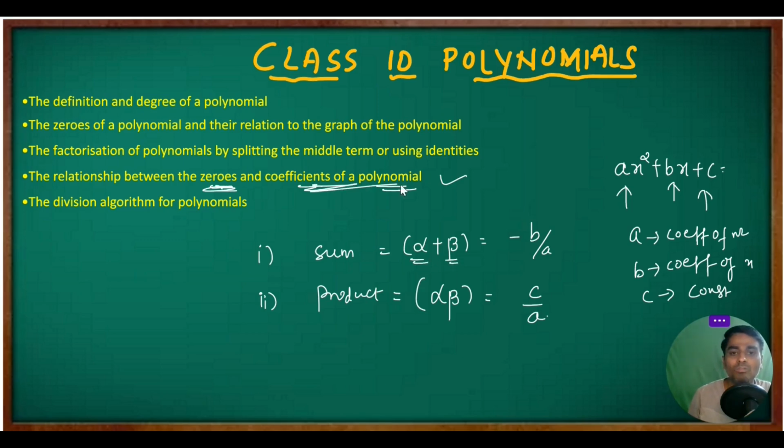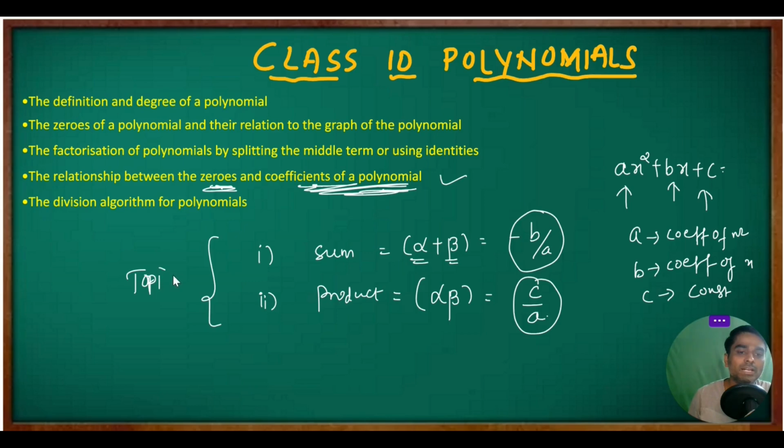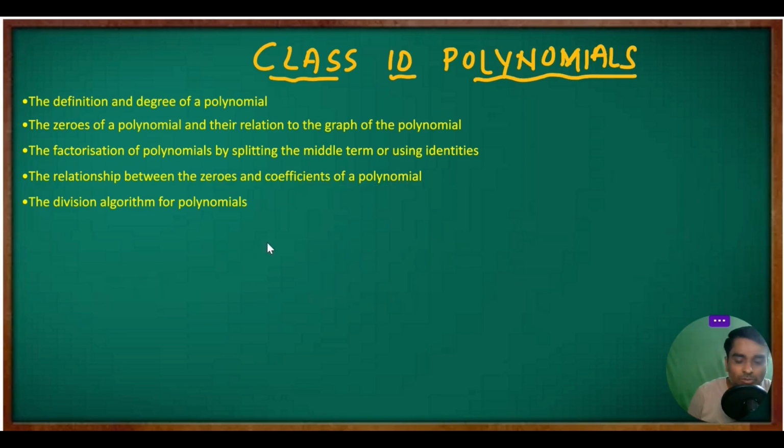So this is the relation between the zeros and the coefficients of the polynomial. Alpha and beta are the zeros. This is a very, very important topic on which you will get a question. We'll take the questions and show you how to answer. But students, one important thing you need to know is how to identify whether the given expression is a polynomial or not. Very simple.